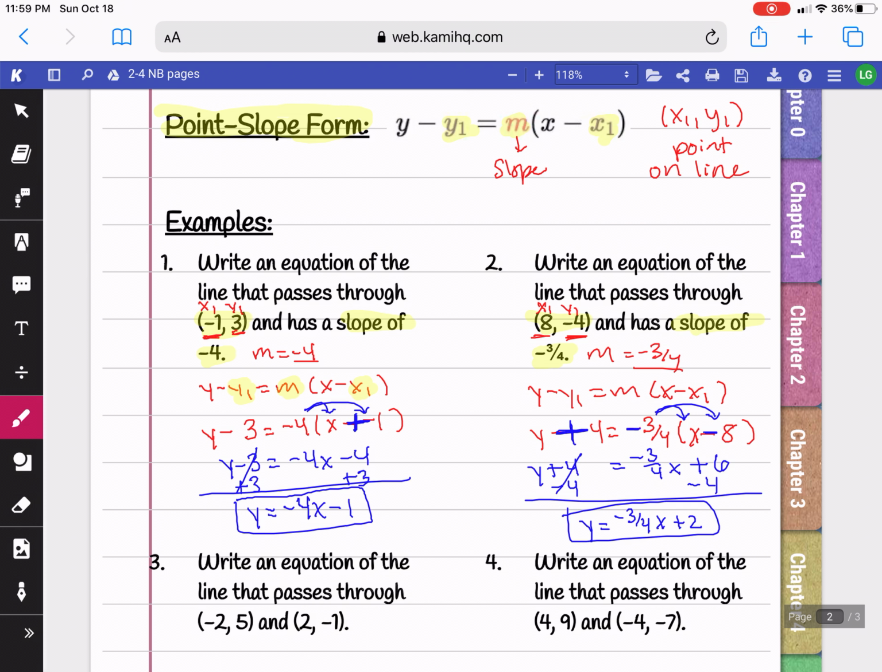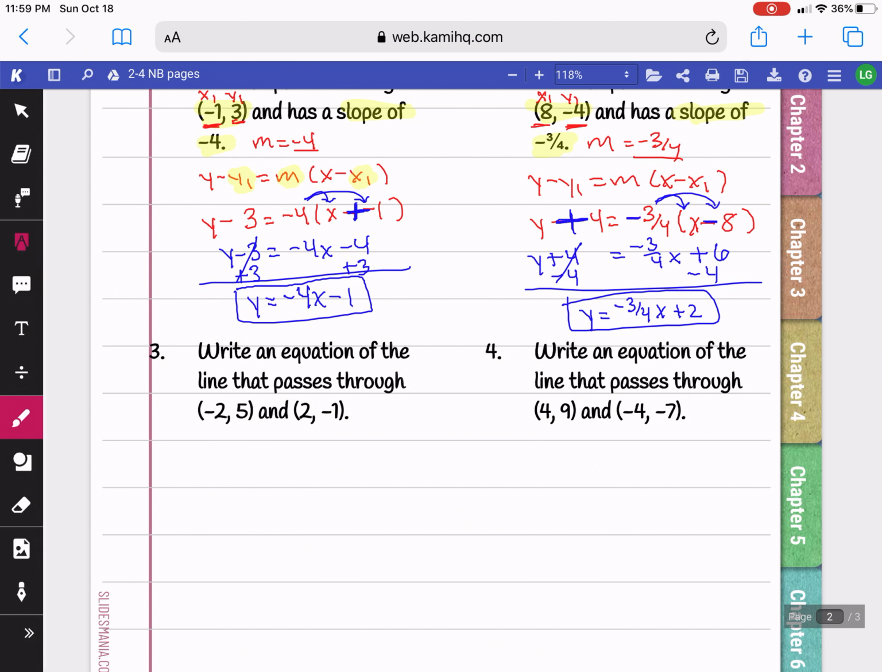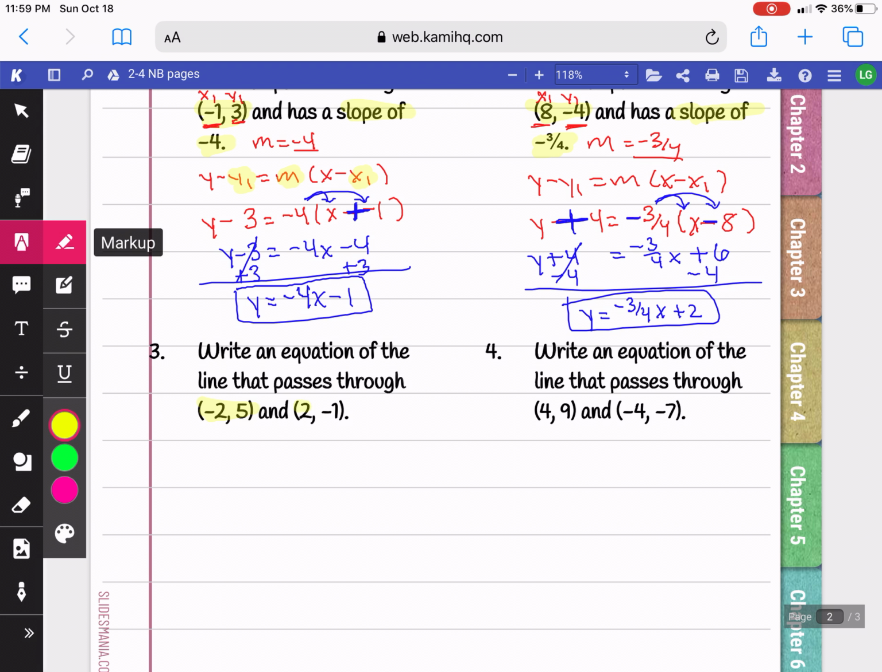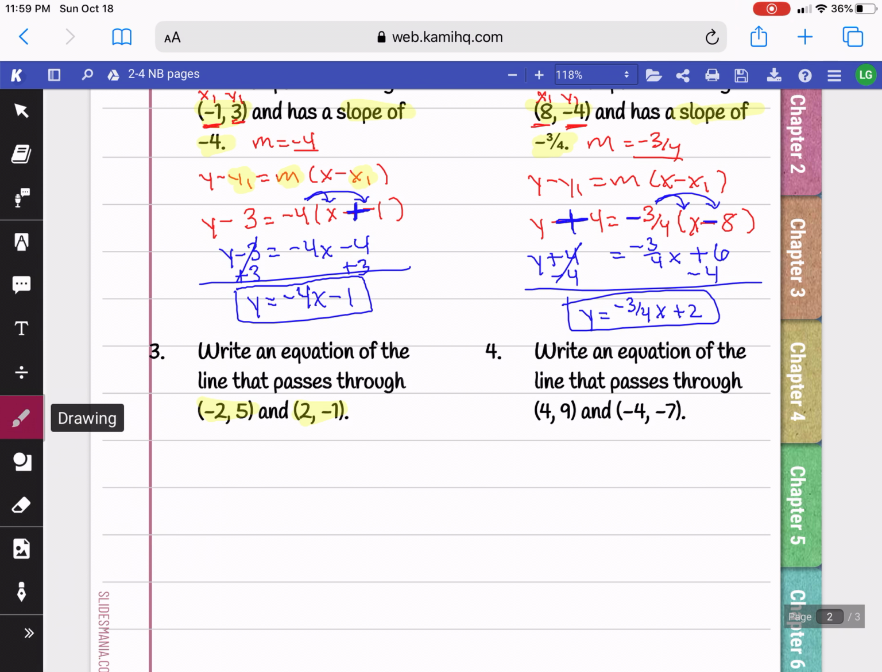Here, these ones, they started by giving us a point and a slope. In our next two problems, they're going to give us 2 points. So we're going to have to do a little bit more work. So in problem 3, they tell us our line passes through negative 2, 5 and 2, negative 1. When they give you 2 points, you're going to have to find the slope first. So we're going to label it x1, y1, x2, y2, and we're going to have to use our slope formula like we did in the previous topic.